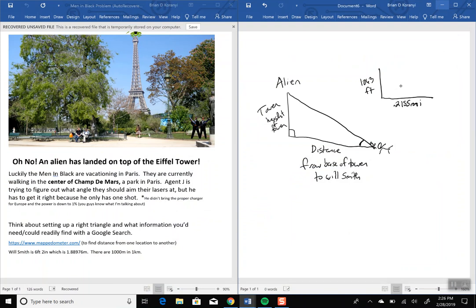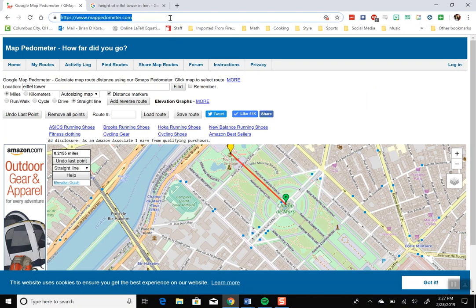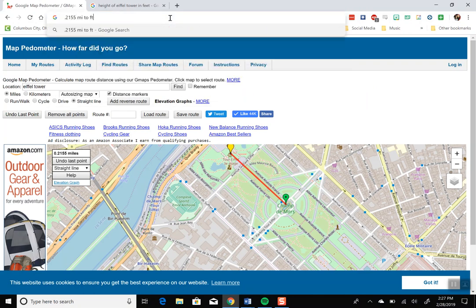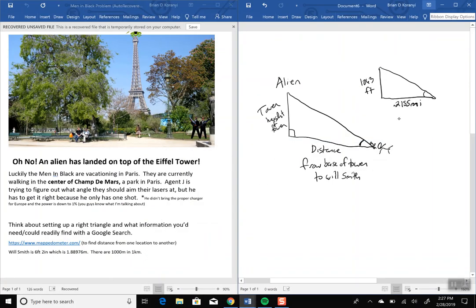But I see that this is in miles and that's in feet, so I need to convert one of them. It doesn't matter which one I convert. I'll go ahead and do 0.2155 miles to feet. So Google is going to tell me right off the top there, 1137.84.